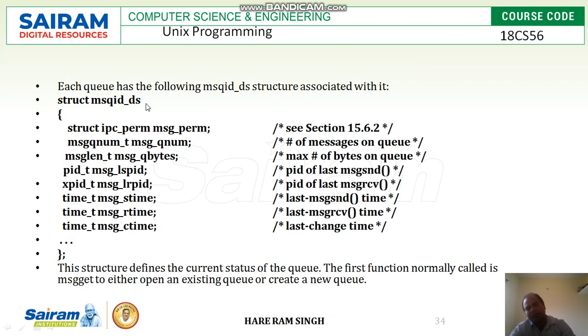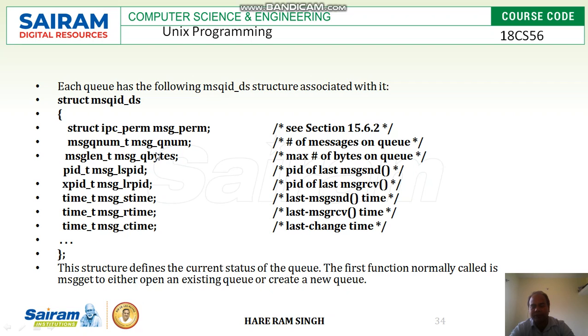Now each message queue holds a data structure called msqid_ds. It is a structure, and its different fields are: struct ipc_perm msg_perm, msgqnum_t msg_qnum, msglen_t msg_qbytes, pid_t msg_lspid, pid_t msg_lrpid, time_t msg_stime, time_t msg_rtime, and time_t msg_ctime.